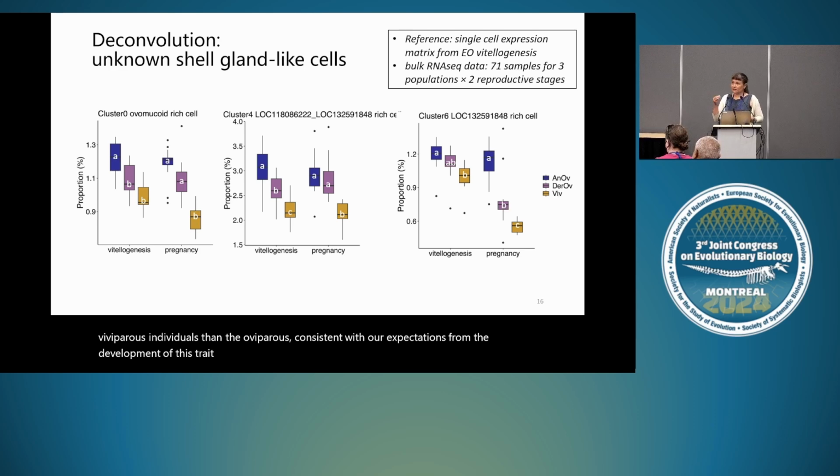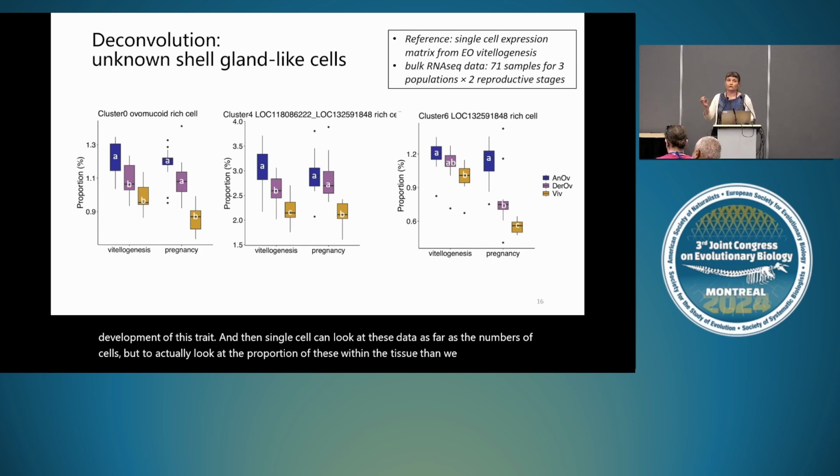And then single cell can look at these data as far as the numbers of cells, but to actually look at the proportion of these within the tissue, then we did deconvolution of RNA-seq data to measure more precisely the differences within the cells.